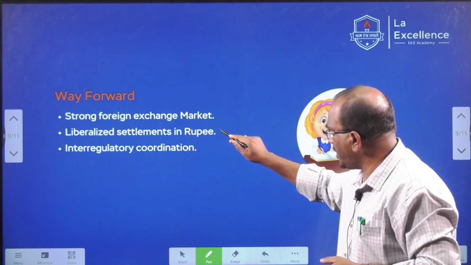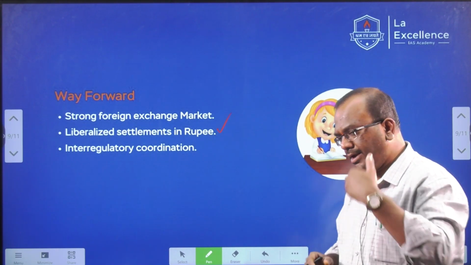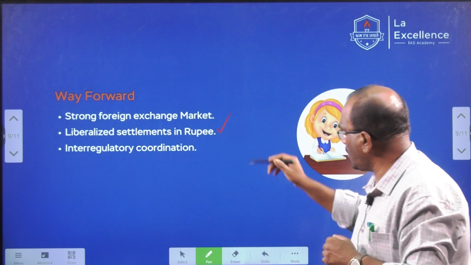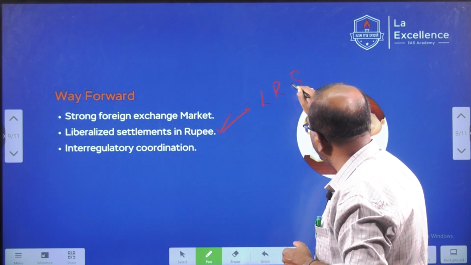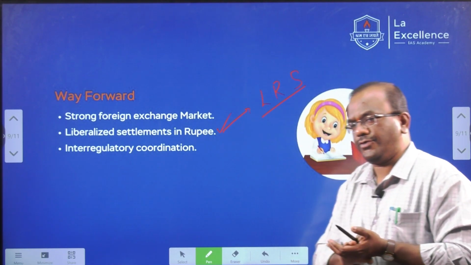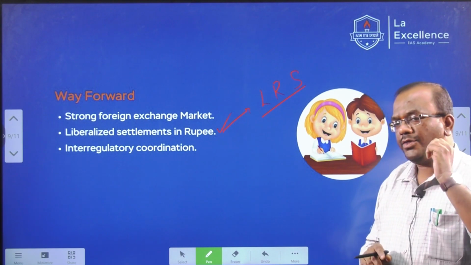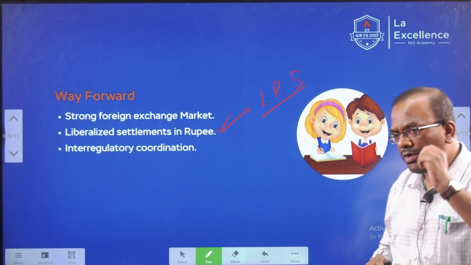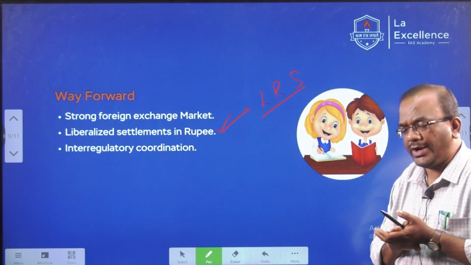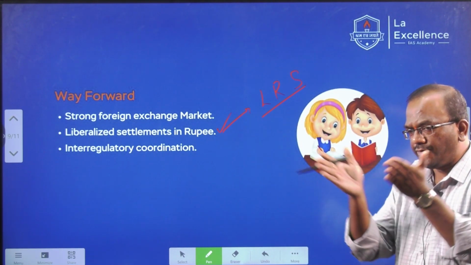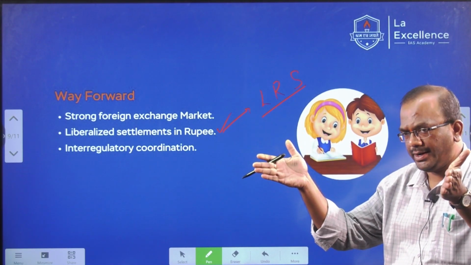Next, liberalized settlements in rupee, the LRS, the liberalized rupee settlement system, that's what they call it. Liberalized means making the system more flexible. The more you try to restrict, the more is the scope for discrepancies and anomalies. So you liberalize the system, that will automatically make the system more open and competent.